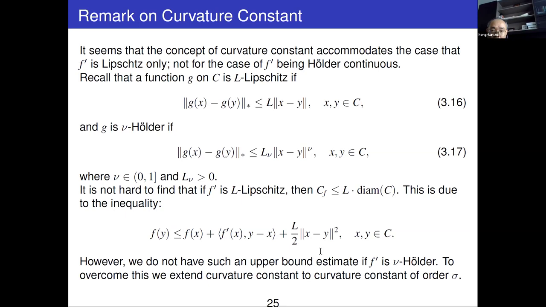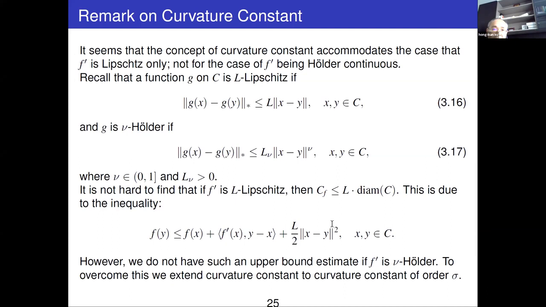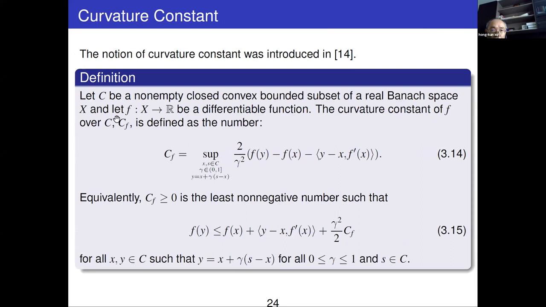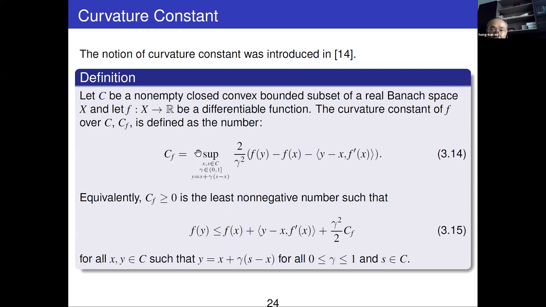This inequality implies the curvature constant C_F is finite. Now remember, we always assume C is bounded. But this condition is just for the case where F prime is Lipschitz continuous. If I want to consider the other case where the derivative F prime is Hölder continuous, for nu strictly between zero and one, then that concept of a curvature constant does not work well.